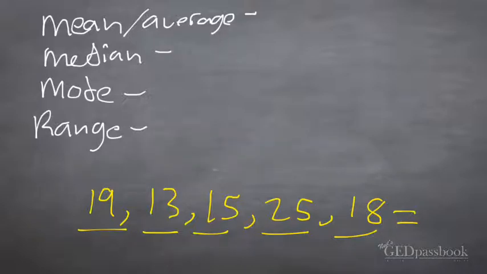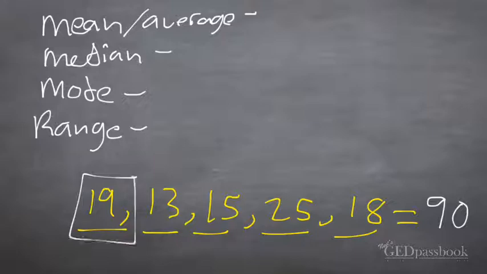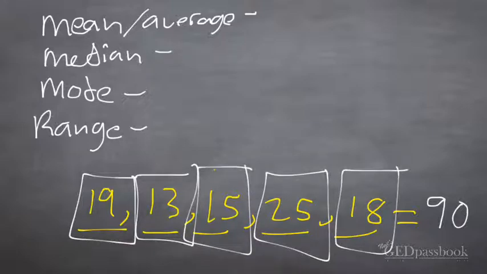In this case, this one came out to 90. And then you divide by the amount of numbers there are. In this case, 1, 2, 3, 4, 5. So then you get that 90 and then you divide it by 5. How do you do that?